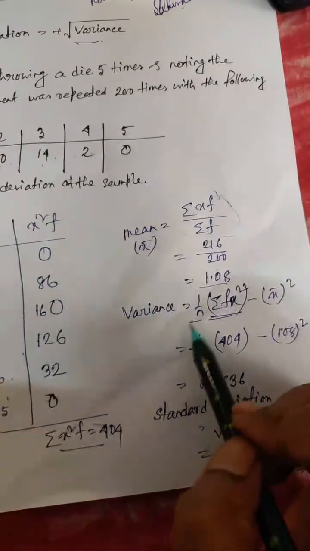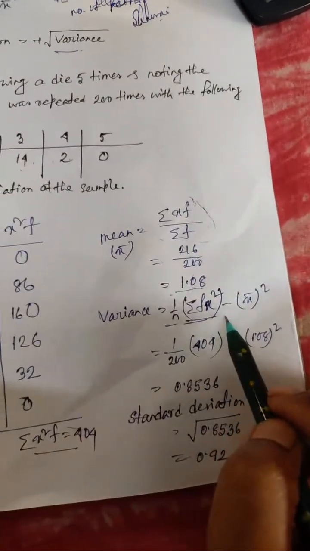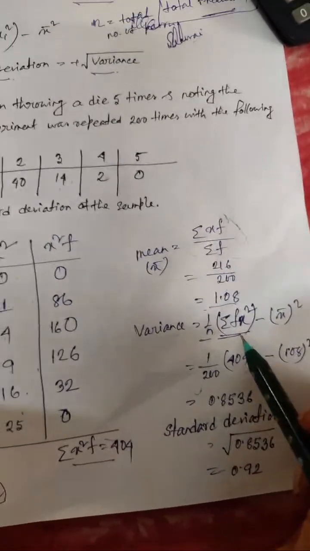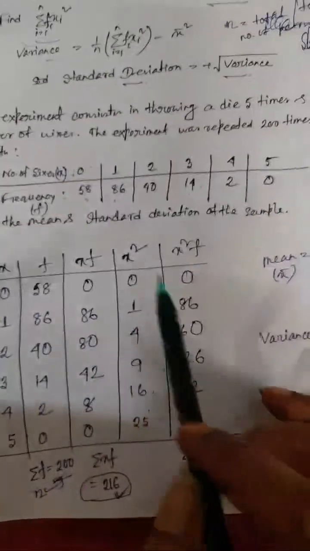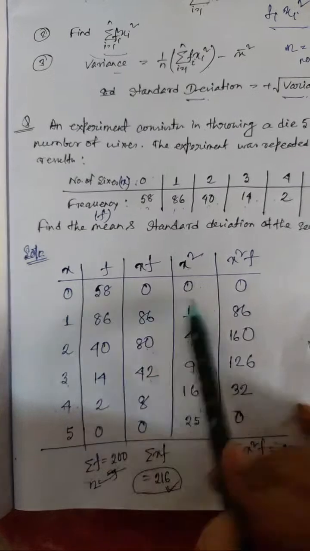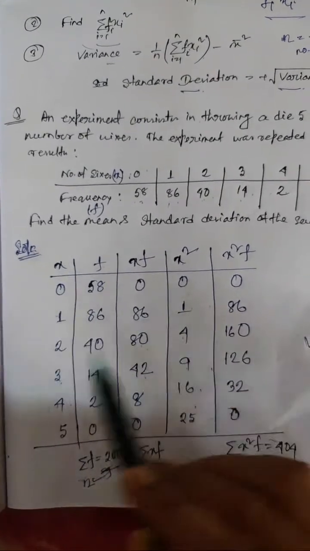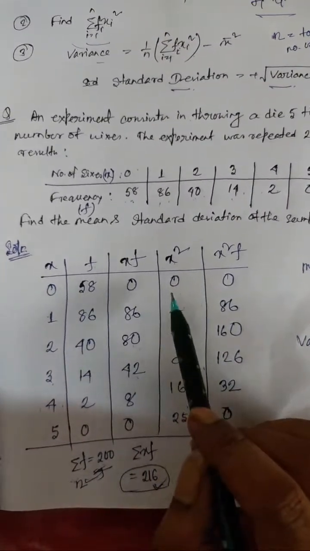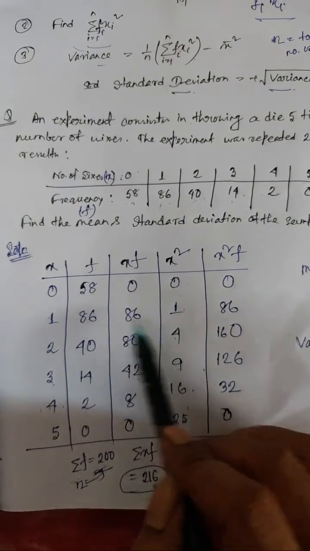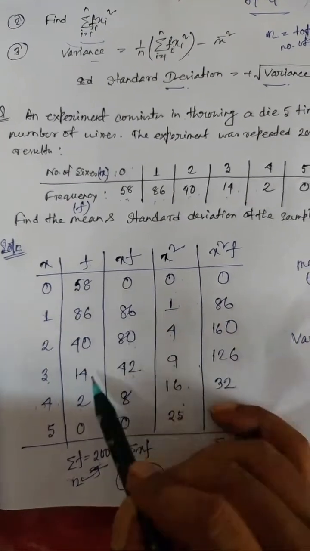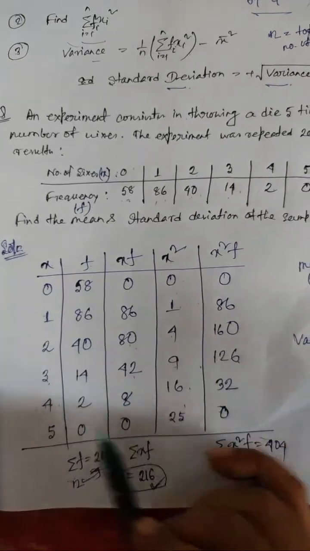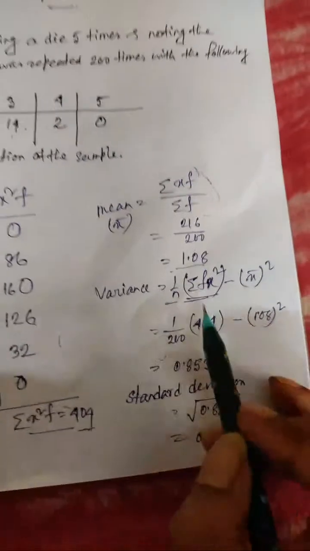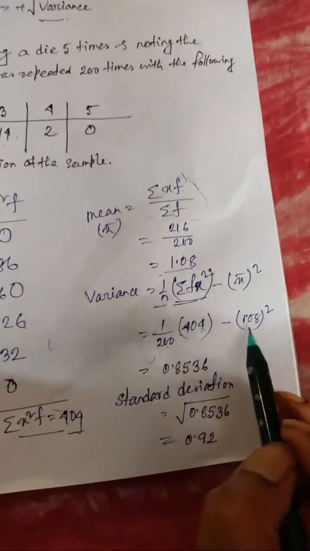Now we have to find the variance, 1 by n summation f x square minus x bar square, where n is the total frequency, that is already found as 200. Now we have to find the summation f x square. How can we find it? First we find x square: for 0 it is 0, for 1 it is 1, for 2 it will be 4, for 3 it is 9, for 4 it is 16, for 5 it will be 25. And x square f will be 0 into 58 is 0, 1 into 86 is 86, 40 into 4 is 160, 14 into 9 is 126, 2 into 16 is 32, and so on. If we sum all this, we get 404, and the variance will be 404 by 200 minus 1.08 whole square.